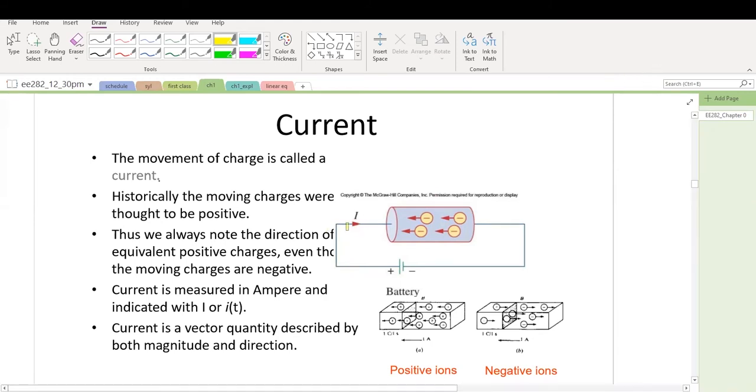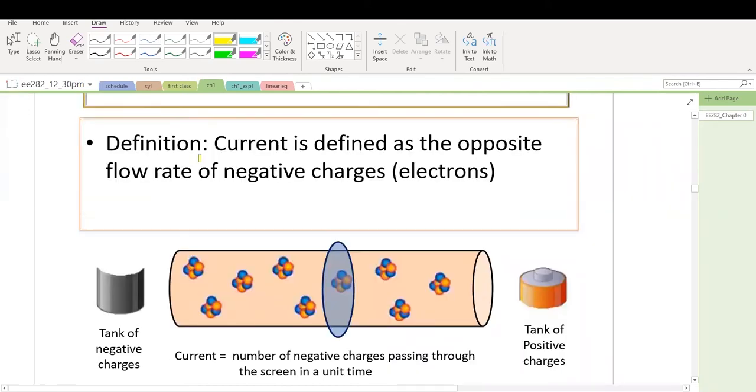The direction of the current here, in this case, is marked by the opposite movement of the negative charge. The negative charge moves in this direction to the left, and then the direction of the current is actually to the right. So the current is defined as the opposite flow of negative charge. This is an illustration. Here we have a segment. So the current is the number of negative charges passing through the segment in a unit of time.